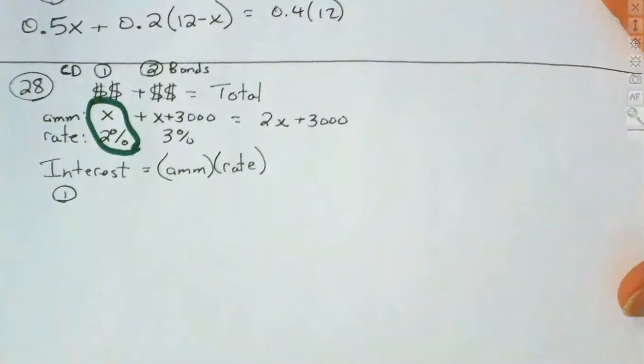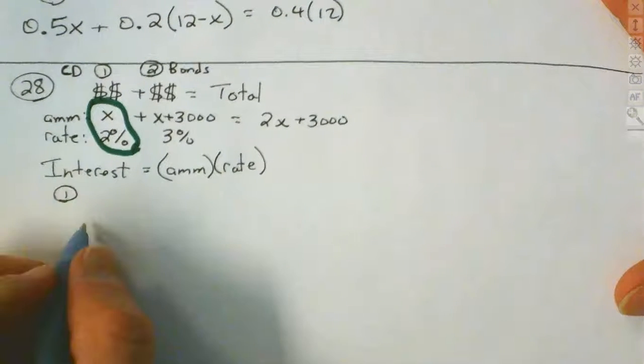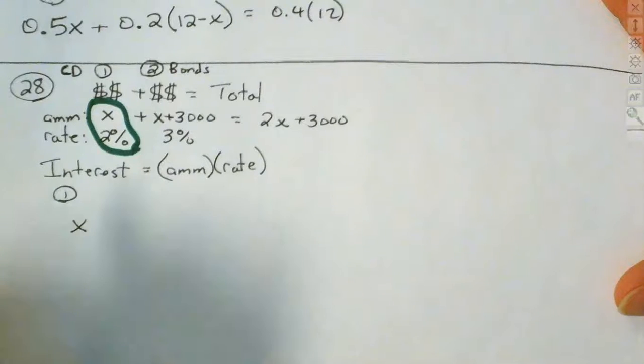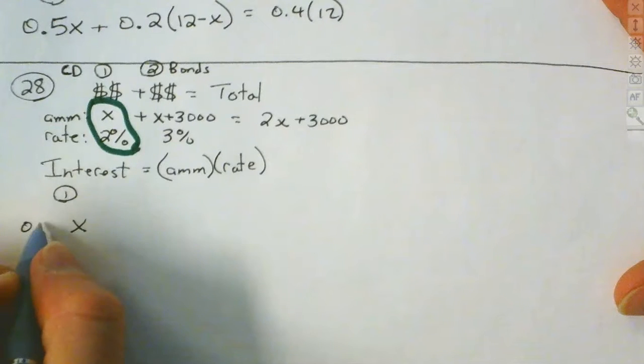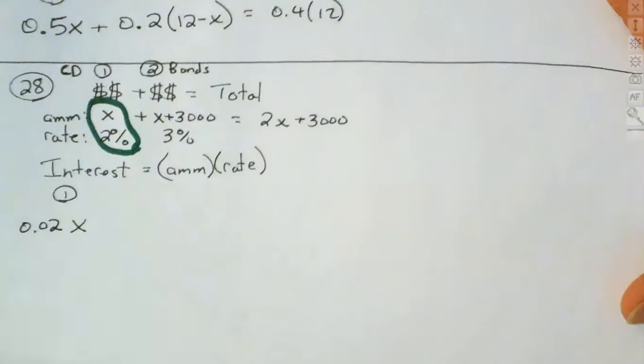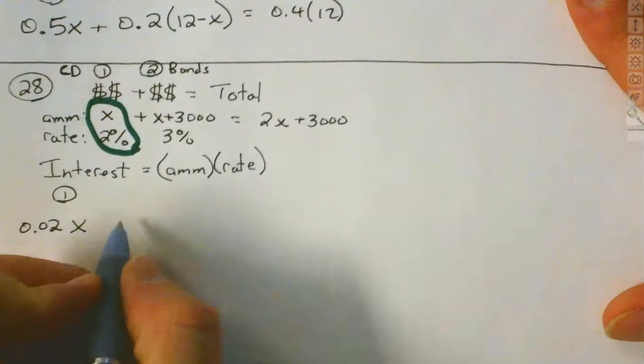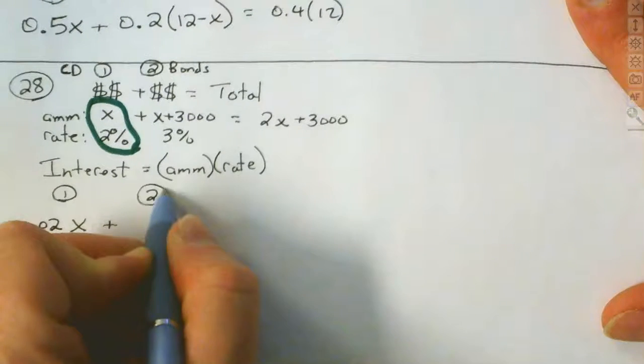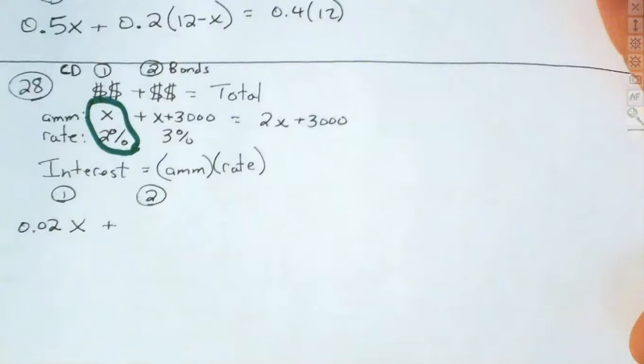The first one, what's in there? Unknown amount, percentage rate, 2%. So be careful with that. And that's going to be 0.02, right? It's not 0.2. Don't make that mistake. Make sure you have the correct number of zeros. So it's 0.02. We're going to then add that to the next one.